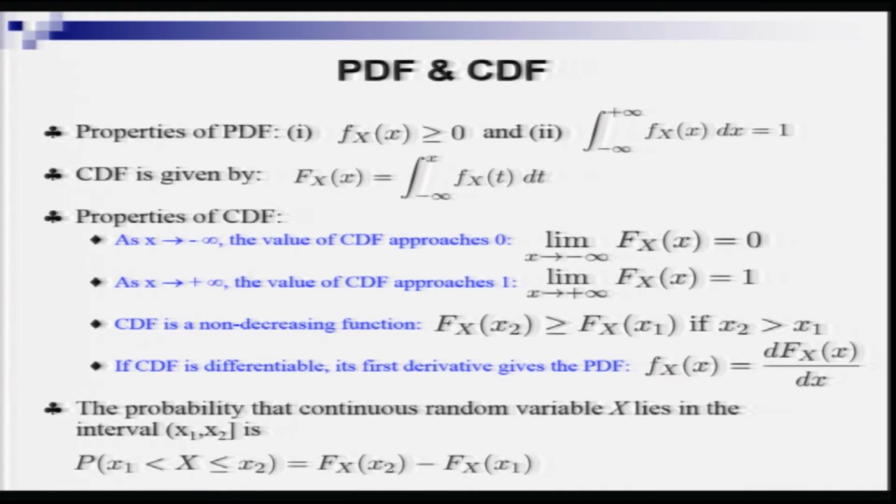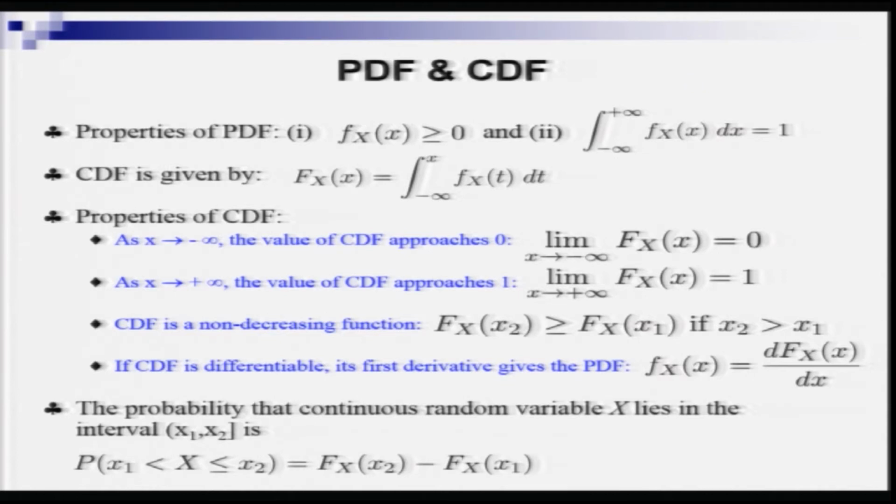Now, we are going to look at the properties of the CDF. First, as x tends to minus infinity, the value of the CDF approaches 0. So, this is basically a limit statement. Then as x tends to plus infinity, the value of the CDF approaches 1. This is another limit expression. Then the third property says that the CDF is a non-decreasing function. That means that if we have two values, x2 greater than x1, then capital F of x2 is greater than or equal to capital F of x1.